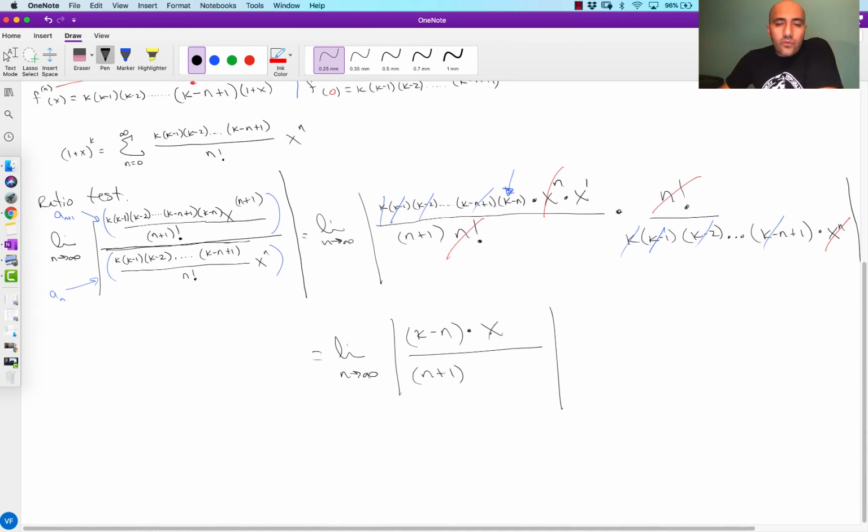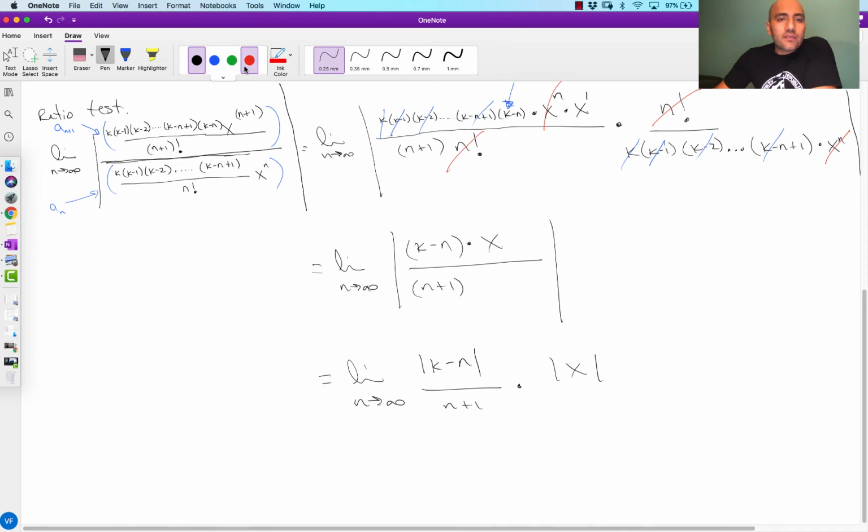Okay, so what can we pull out? Well, we don't know what x is. x could be any number, so we can't pull it out of the absolute value. n plus 1 can be removed, but we don't know what k minus n is either. Is k a large number? It depends on the value of n, and I don't know if this is positive or negative, so let's leave it in there. This is the limit as n goes to infinity of the absolute value of k minus n, all over n plus 1, times the absolute value of x.